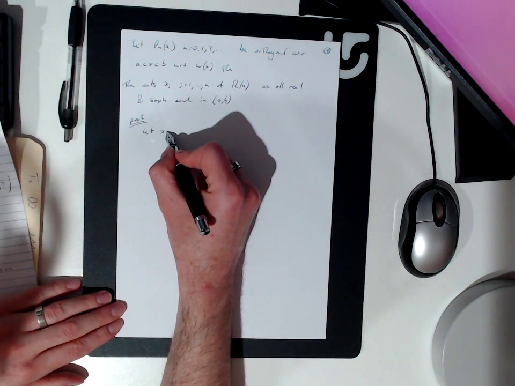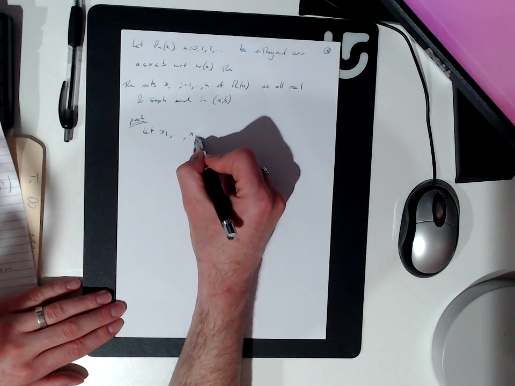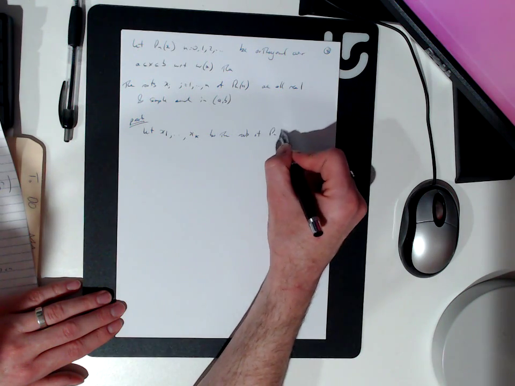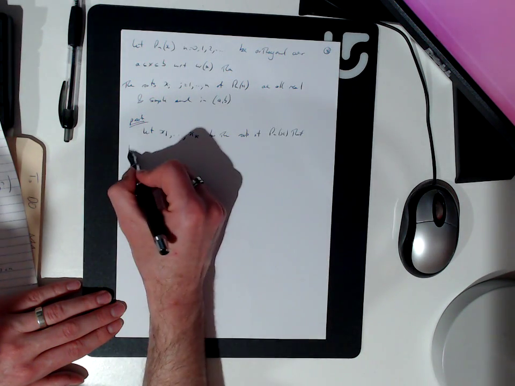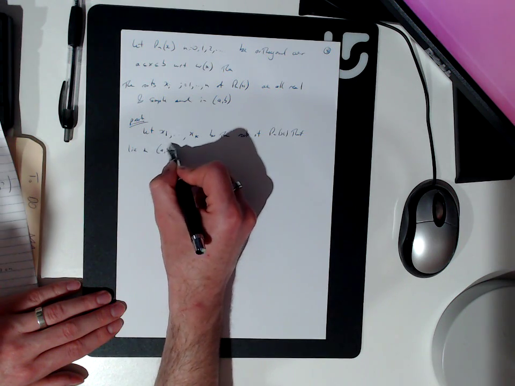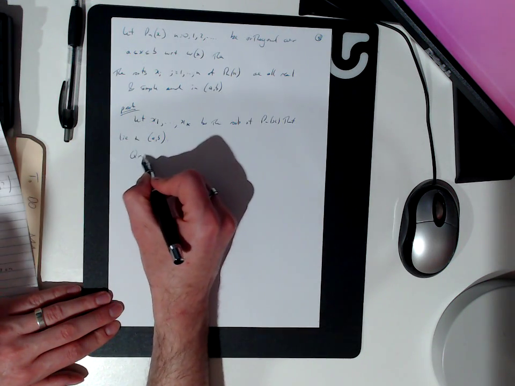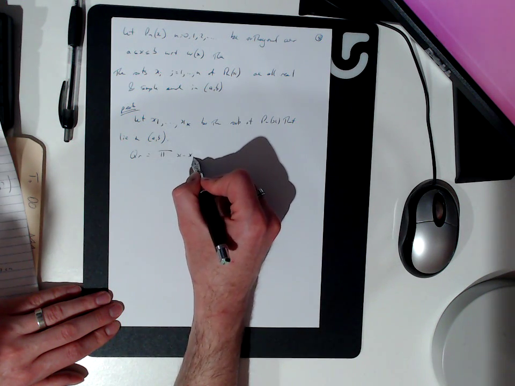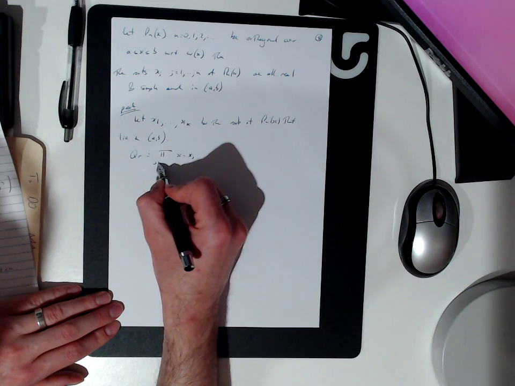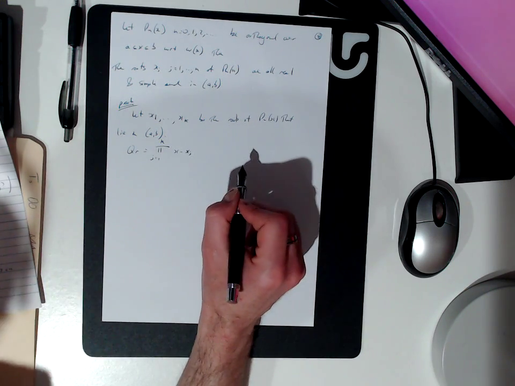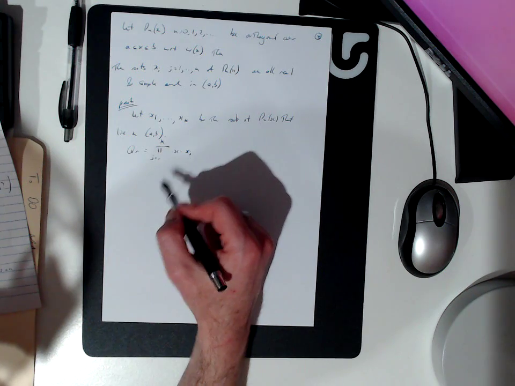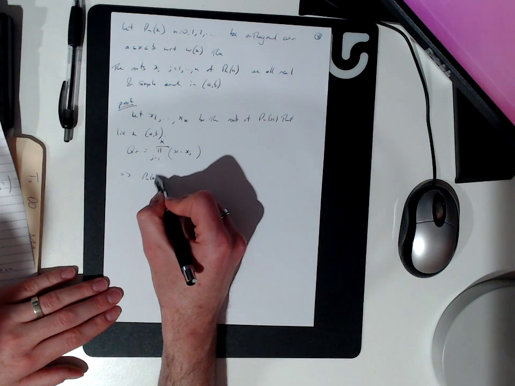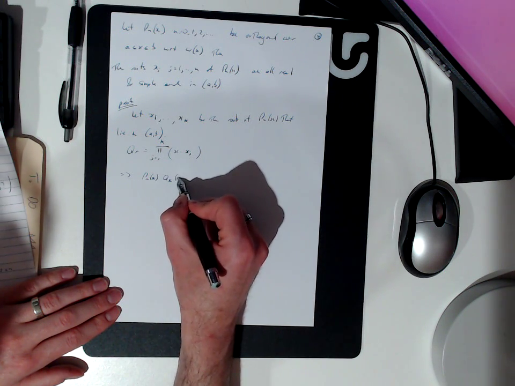So, proof. Let x1 up to xk be the roots of Pn(x) that lie in (a, b). And Qk is going to be the product of (x minus xj). And that means that Qk changes sign whenever Pn changes sign. And that implies that Pn(x) times Qk(x) is of constant sign.